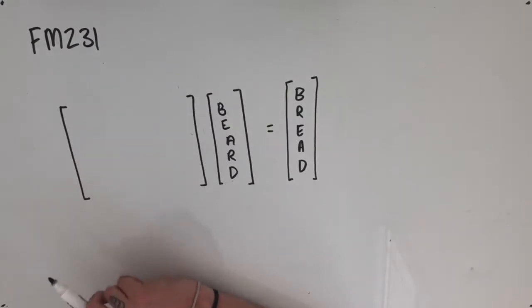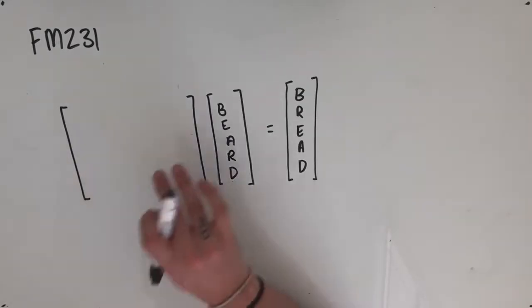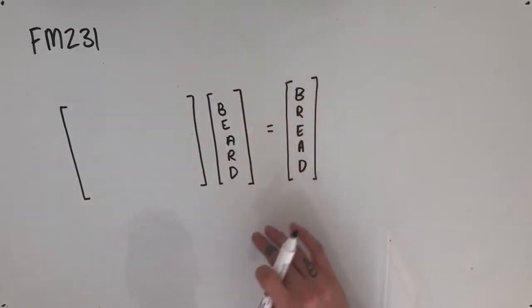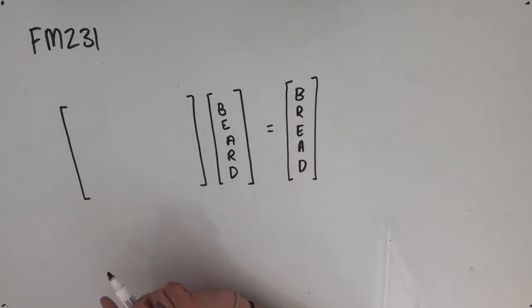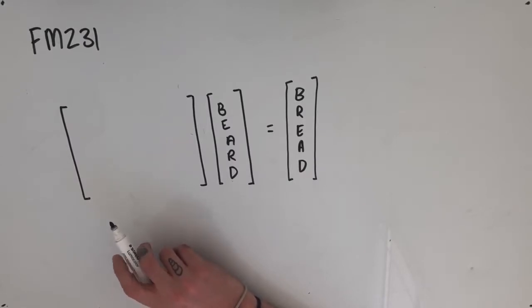This question reads, a permutation matrix P can be used to change BEARD into BREAD, both being vertical matrices. And this is our matrix P that we're going to build. We're then asked to select from our options which one of these possibilities is matrix P.